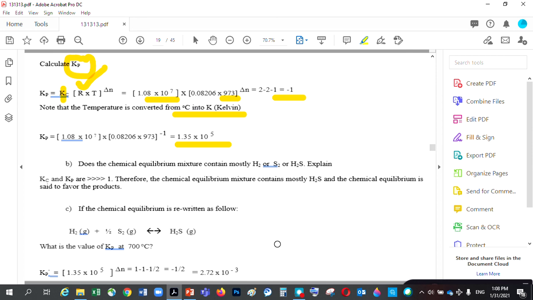Now, does the chemical equilibrium mixture contain mostly reactants or products? Well, look at the values, very large, greater than 1. So it has to be favoring what? It favors the products, correct? It favors the products. So let's look at part C of the same question. Now, if the equilibrium is rewritten as follows.